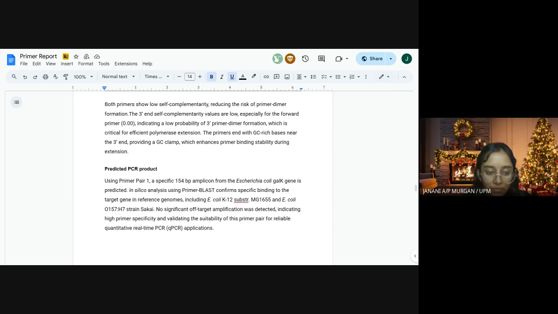We also observed the presence of GC-rich bases near the 3' ends, forming a GC clamp. This enhances binding stability and allows DNA polymerase to efficiently initiate extension.